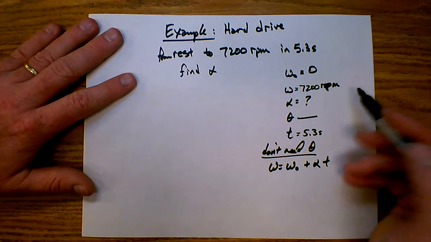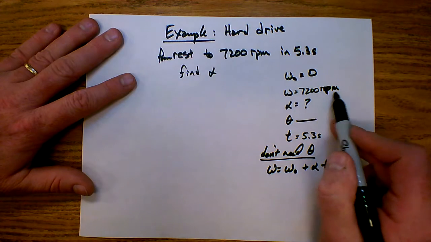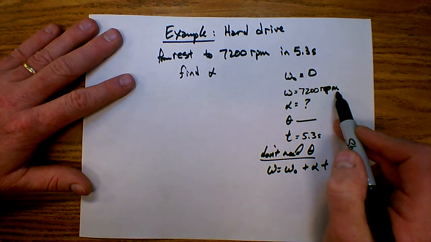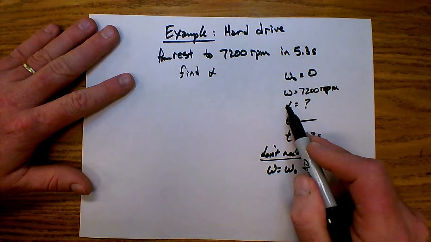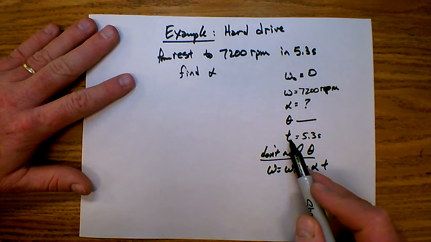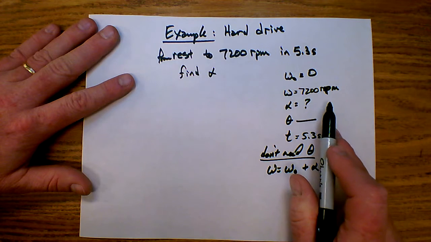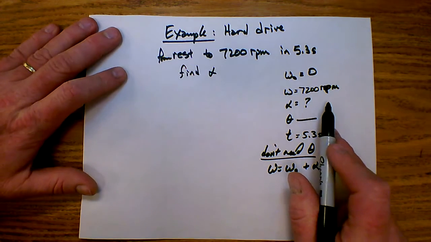Now I just need to plug in the stuff. But I run into this little problem here, 7,200 RPM. That's not the standard units. Standard units are radians per second, radians per second squared, radians, and seconds. So revolutions per minute, that's not the unit I need. I need to convert that first into the correct unit.